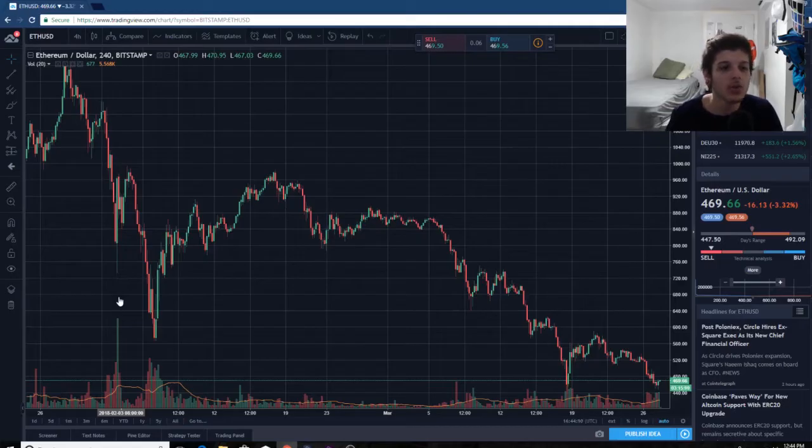So, how do you trade cryptocurrencies using the MACD technical indicator? Now, this is a very beginner-friendly indicator. It's very easy to use, okay?